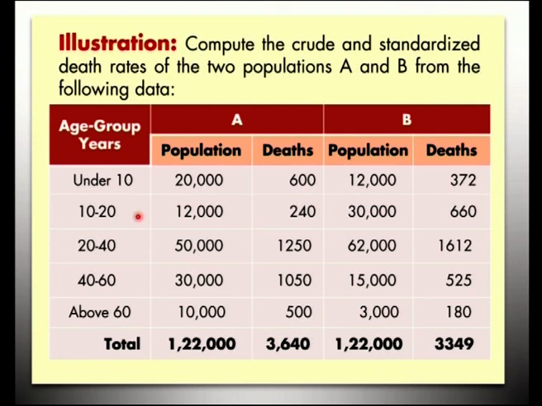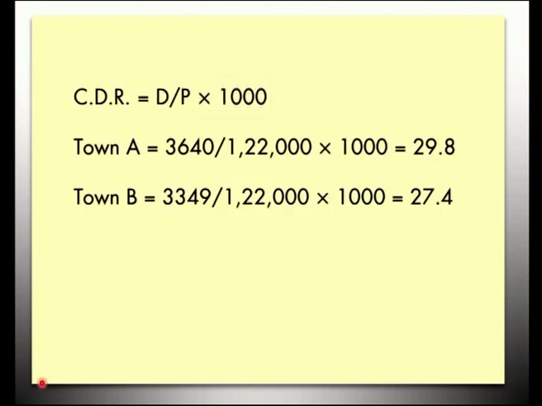Similarly, for 10 to 20, 12,000 is the population in area A, 240 is the number of deaths in area A, 30,000 is the population in area B, and 660 is the number of deaths in area B. Now, you have to take the total of population A and the total of deaths of A, and the population of B and deaths of B. CDR is calculated as deaths divided by P into 100. So, the solution goes like: CDR is D divided by P, population, into 100 for town A.